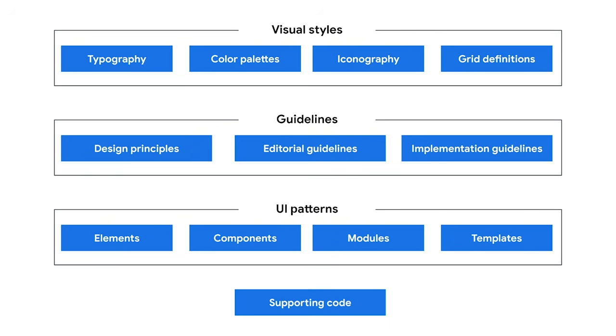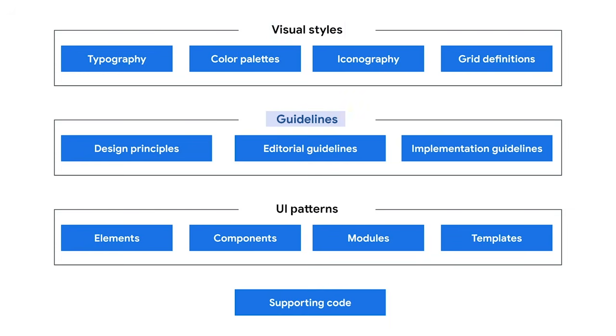So, how are design systems set up? Most design systems include visual styles, guidelines for how to apply them, UI patterns, and supporting code for developers. Let's go through each of these in more detail. First up, visual styles. Defining the styles for core visual design elements like typography, color palettes, and iconography helps companies express their brand more consistently. This also helps UX designers improve the user's experience.